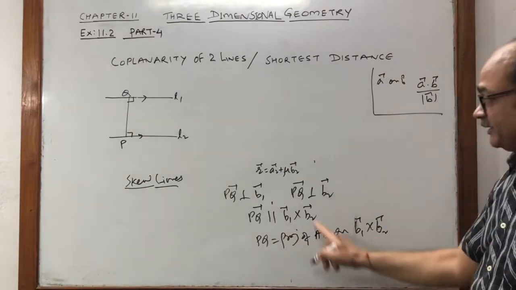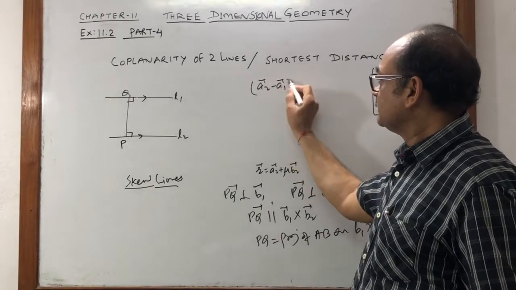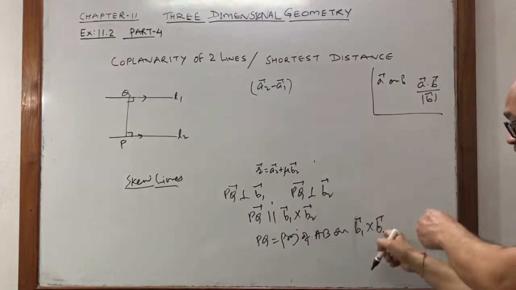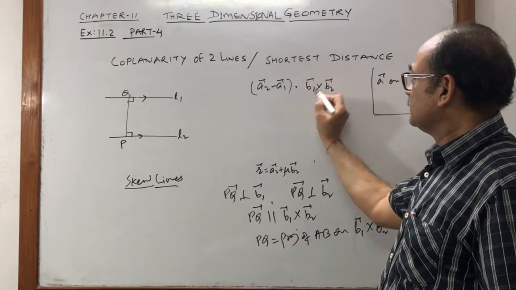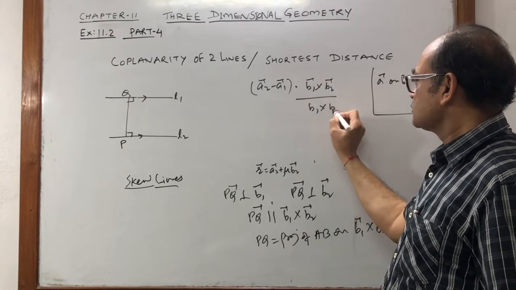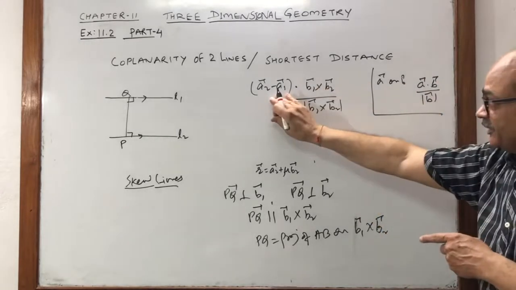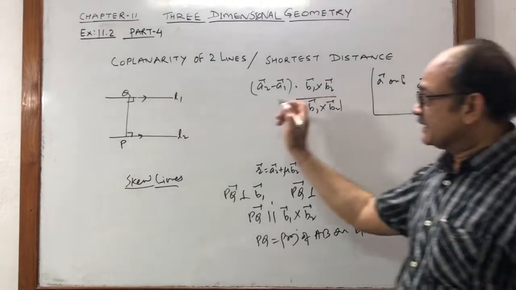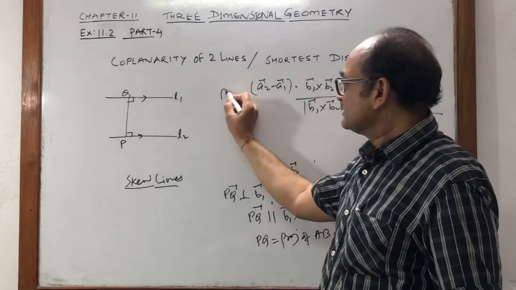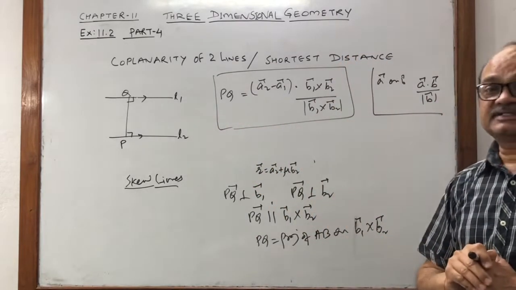What is AB? AB is A2 minus A1. So A2 minus A1 projected on B1 cross B2 is (A2 minus A1) dot (B1 cross B2) divided by the magnitude of B1 cross B2. See, the same thing: A dot B divided by magnitude of B. And this is nothing but the shortest distance PQ, the formula for how to calculate the shortest distance.